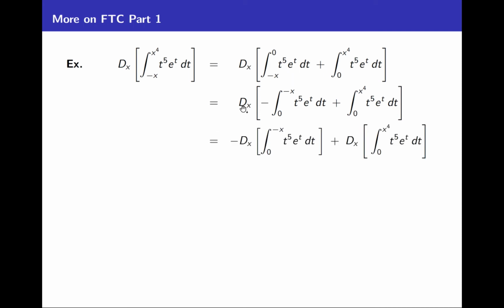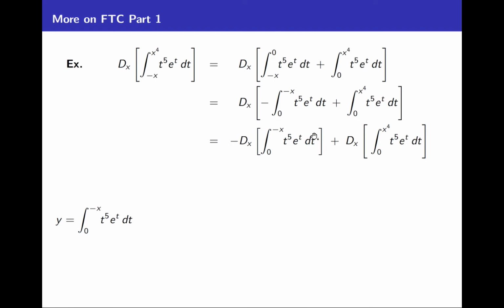And now using the sum difference rule and the constant multiple rule, this works out to be minus this derivative plus the derivative of this integral. Now, both of these derivative problems here and here are exactly the type that we worked out in the previous example. Those are chain rule problems. Let's do them separately. Let's first take this derivative of the integral from 0 to minus x, t to the 5th e to the t dt, and work that out with the chain rule.